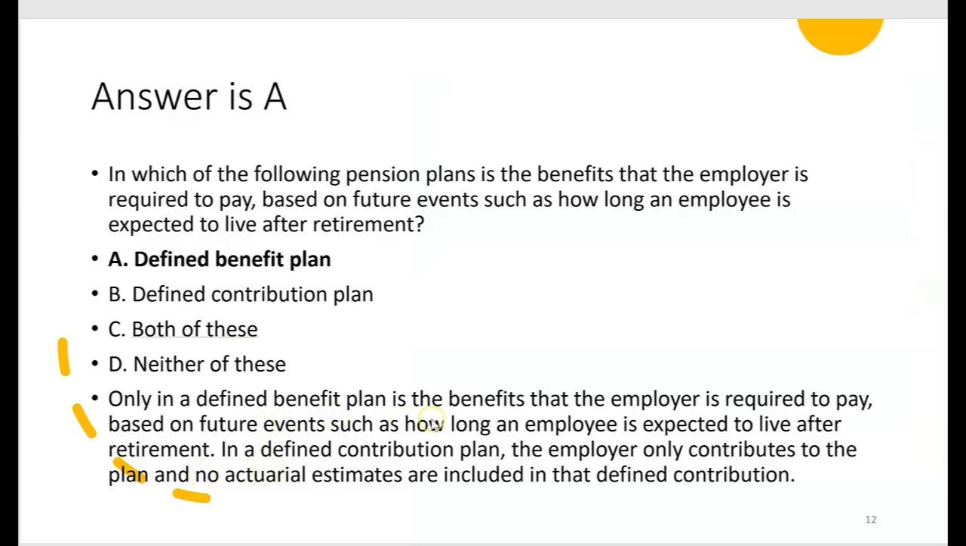Only in a defined benefit plan are the benefits that the employer is required to pay based on future events, such as how long an employee is expected to live after retirement, how many years they're expected to work for the company, how big their salary is expected to be towards the end of their career. That's only important in actuarial assumptions, and actuarial assumptions are only used in defined benefit plans. In a defined contribution plan, the employer only contributes to the plan and no actuarial estimates are included in that defined contribution.